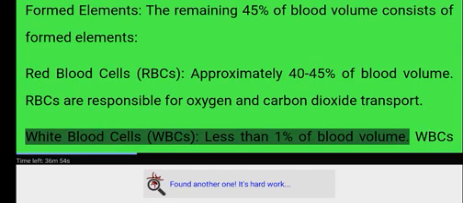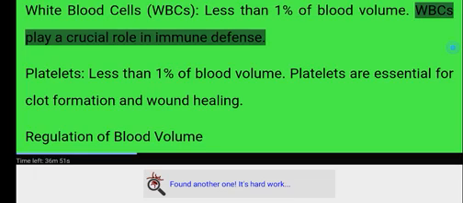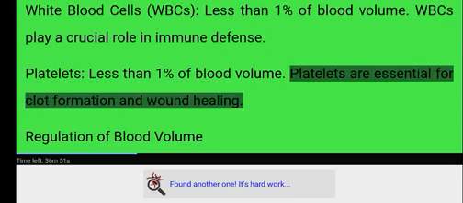White blood cells, WBCs, less than 1% of blood volume. WBCs play a crucial role in immune defense. Platelets, less than 1% of blood volume. Platelets are essential for clot formation and wound healing.